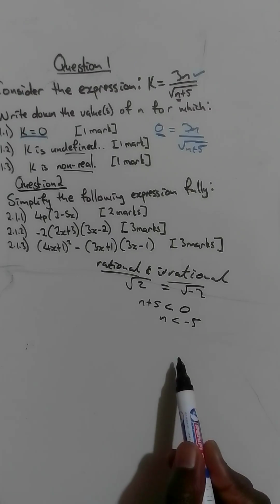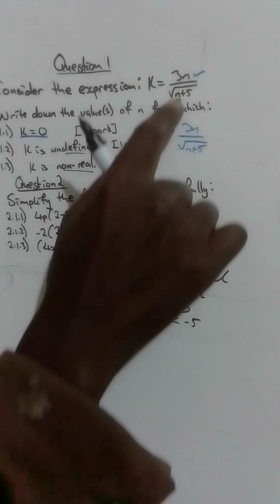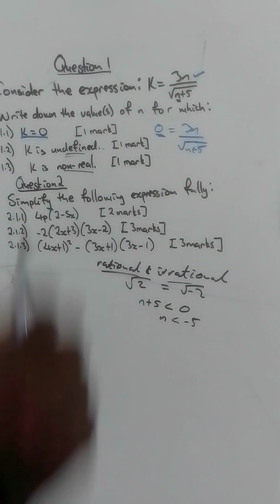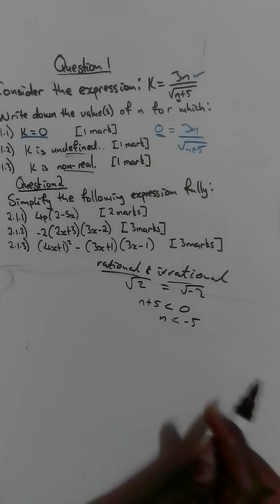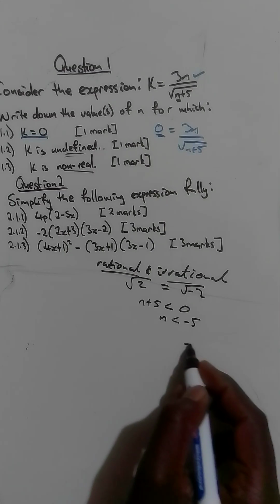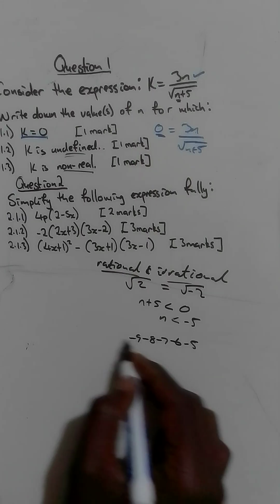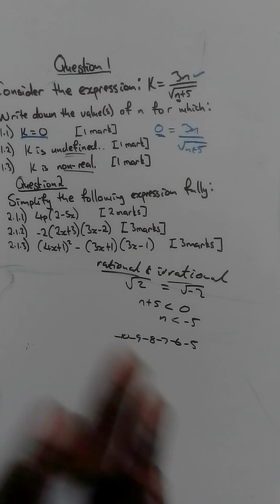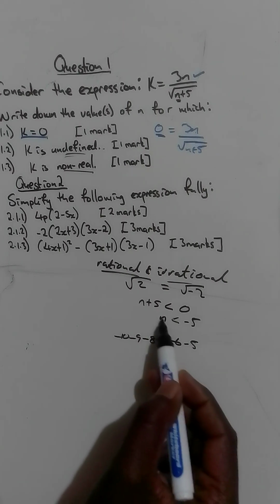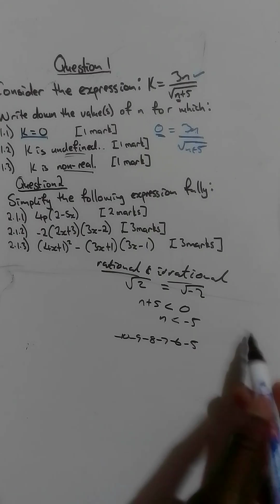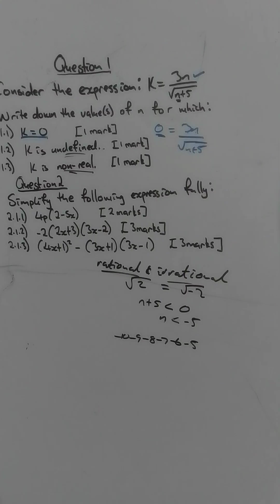But this negative 5 is not included. Remember, if you plug this negative 5 here, it gives you undefined. So negative 5 is not included, but the values that are less than negative 5 are. On a number line, you say negative 6, negative 7, negative 8, negative 9, negative 10, and so on. So when you write this answer, n is less than negative 5, this is what we call non-real, right? And just like that, you're done.